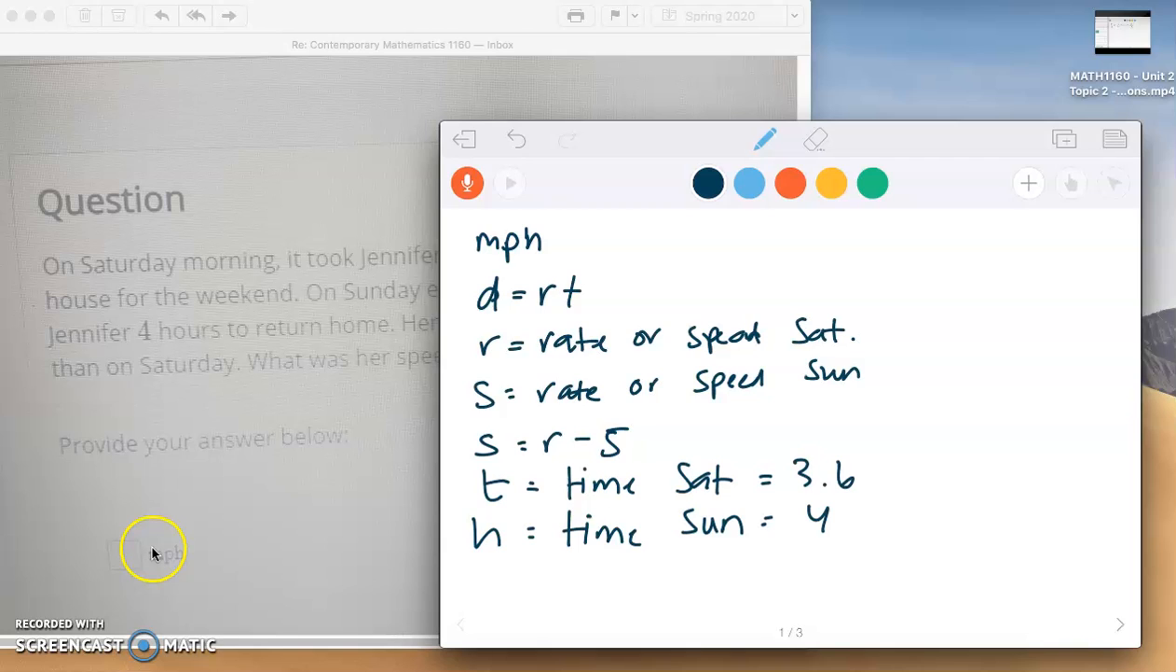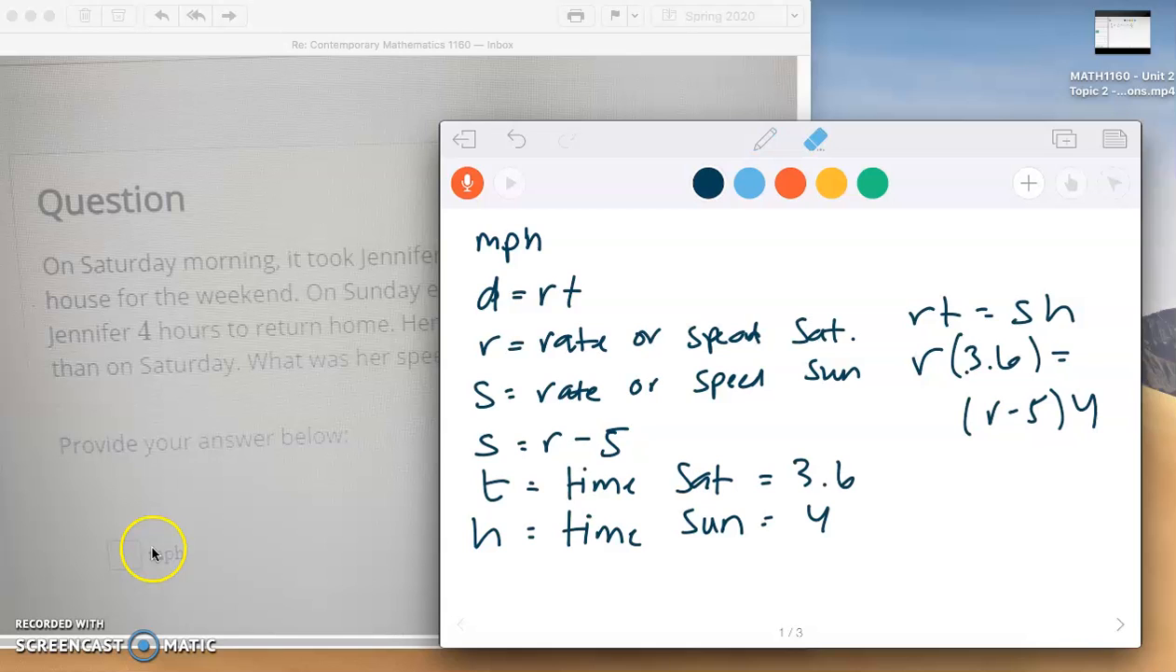So when we set up our equation, we know that the distance from Saturday equals Sunday. So these two things need to equal each other. So we have RT equals SH, right? So R is just R, and the T is 3.6, equals S, which was given as R minus 5, times 4, because that's RT and RT, but for the different days. If that doesn't make sense, let me know and I'll break that one down a little bit more.